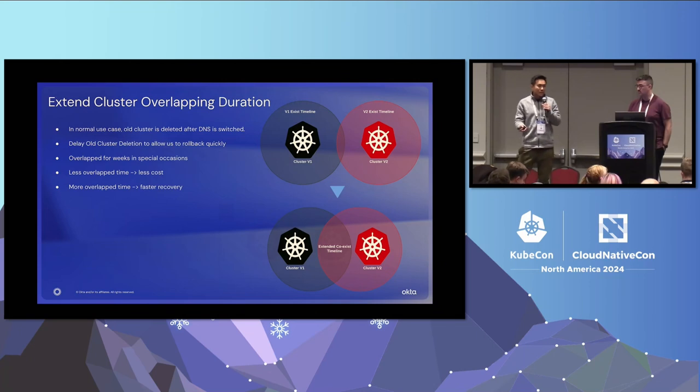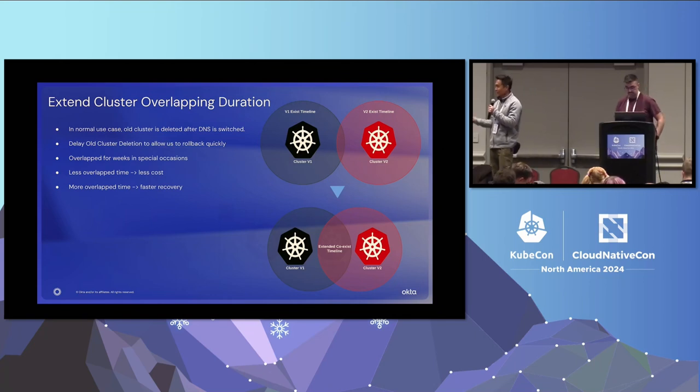That means that if something happens, then we can roll back the traffic right away without doing a new deployment. But this feature pays a price, because with two Kubernetes clusters running, it's expensive on all the cloud providers. So we only do it in some special environments, such as all our public cloud environments.